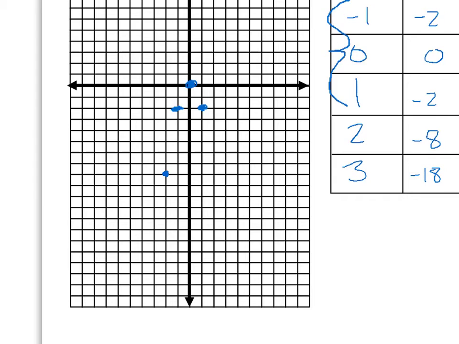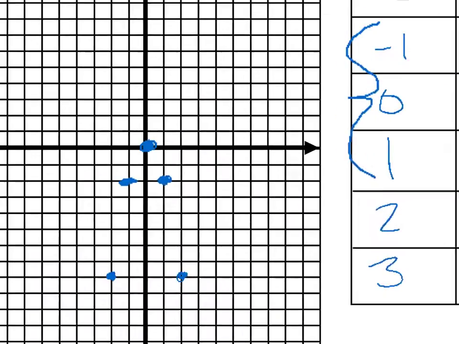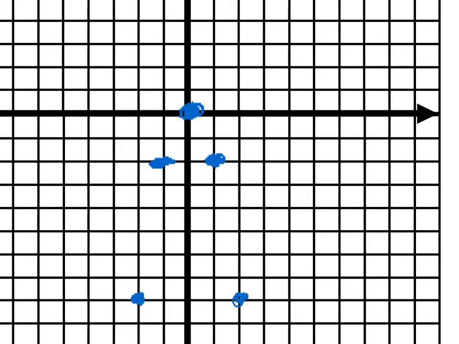And negative 3, negative 18. That's over negative 3 and down to negative 18. 2, negative 8. And 3, negative 18. So I've just graphed all 7 points. As we can see, it looks like the shape is similar. We see the slope is getting steeper and steeper as it goes out from the center, which means that as it goes down towards the center here, it's actually going to do the same thing and kind of flatten out and then come back up.